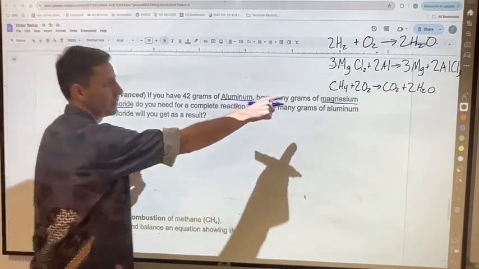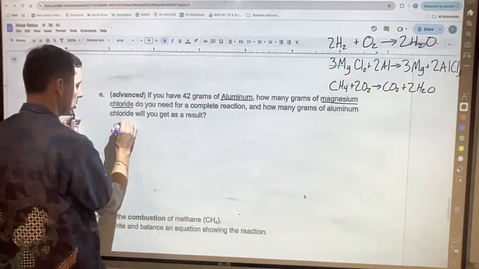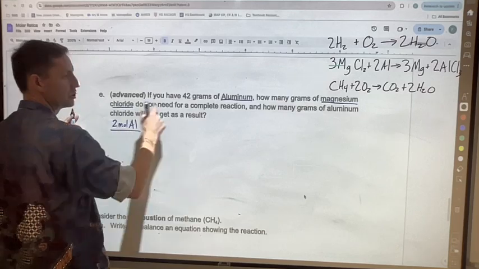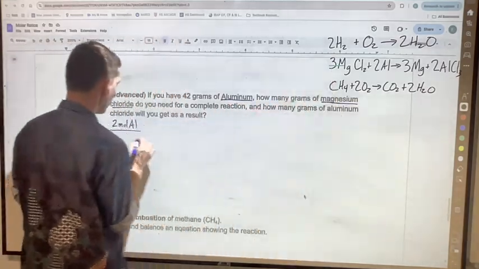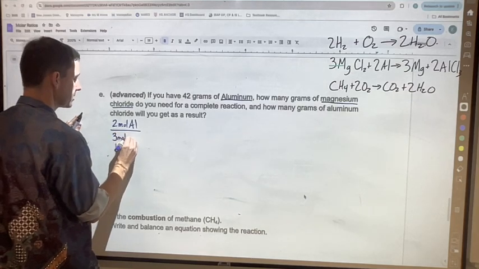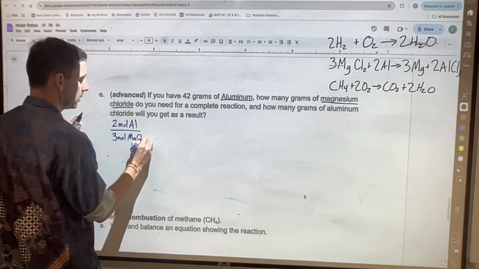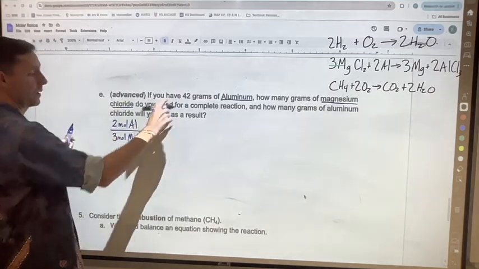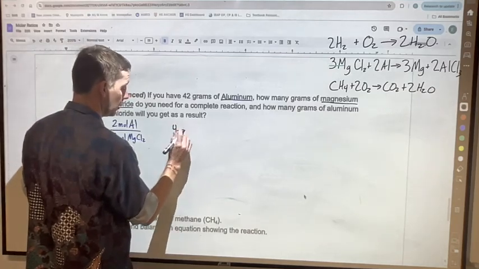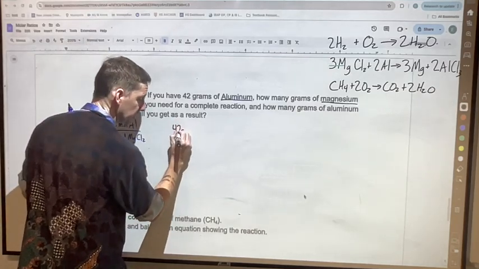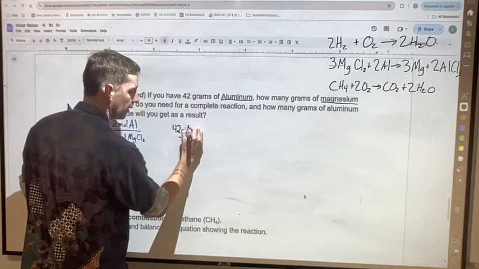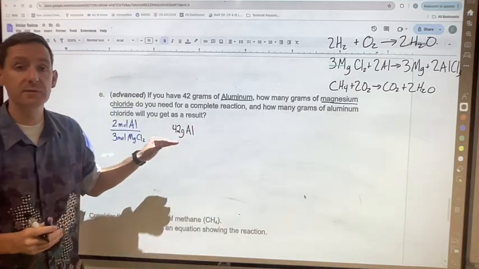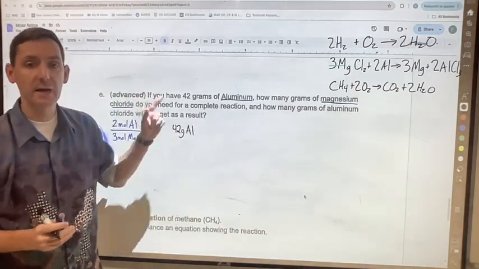So aluminum in this was 2 aluminums. So 2 moles of aluminum. To the magnesium chloride, I need 3 moles of magnesium chloride. Now, I write down what I'm starting with. I'm starting with 42 grams, no subscript, 42 grams of aluminum. And I want to turn those 42 grams of aluminum into grams of magnesium chloride.